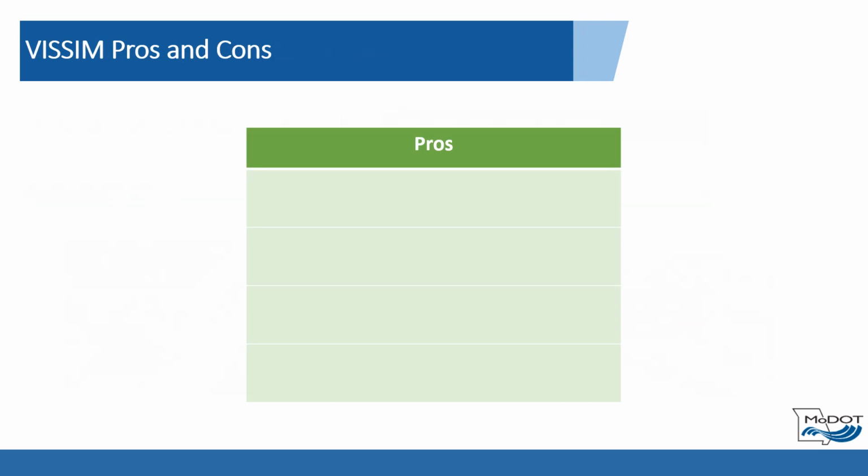PTV Vissim is a powerful micro-simulation tool best employed to handle larger-scale projects that demand a higher level of sophistication to provide accurate evaluations of existing and future transportation network scenarios. As such, some of the advantages Vissim offers are a high level of simulation capabilities to handle complex situations, particularly for multimodal projects and evaluations of transportation systems.